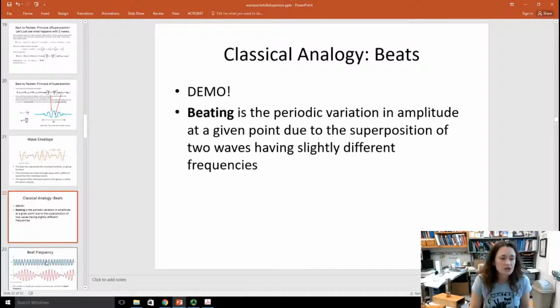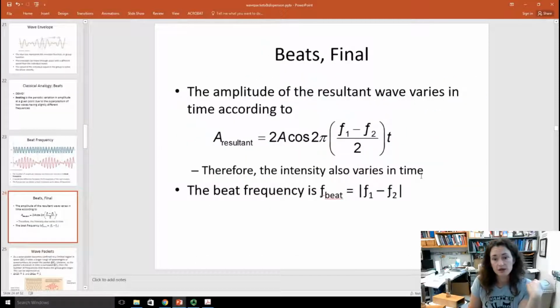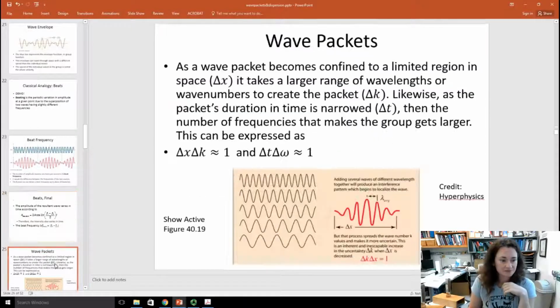If you were to draw a picture of what that looks like, it might look like this. So you have your blue and your black, and those are the two slightly different frequencies. And then, of course, the envelope here gives you the beat. All right? Now, the human ear can detect a beat frequency of up to about 20 beats per second. And that beat frequency equals the difference between the frequencies of the two sources, shown here by this little envelope. Okay? So that's the classical analog.